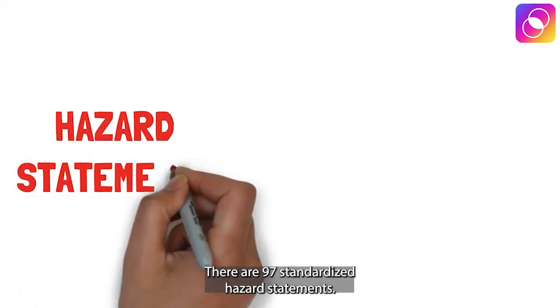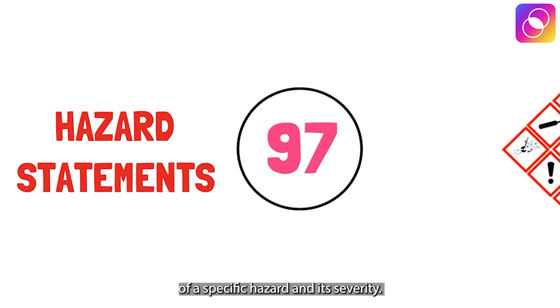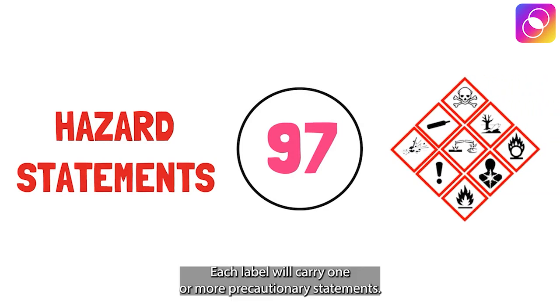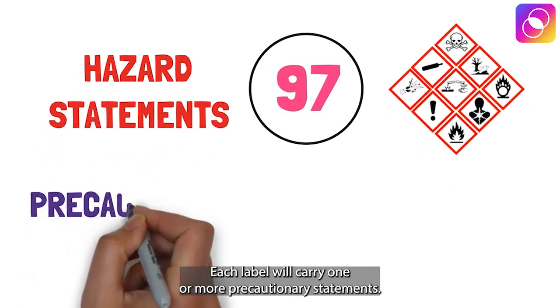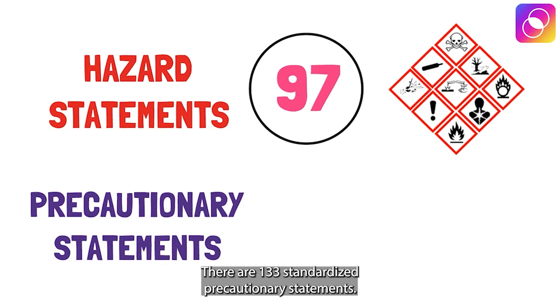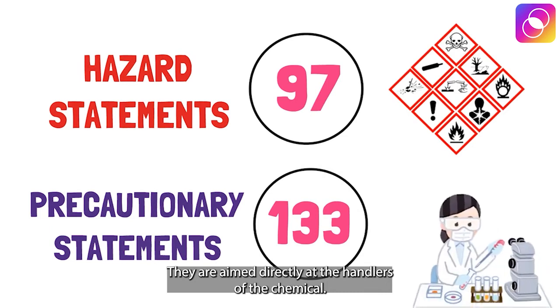There are 97 standardized hazard statements. Each one is a short phrase describing the nature of a specific hazard and its severity. Each label will carry one or more precautionary statements. There are 133 standardized precautionary statements. They are aimed directly at the handlers of the chemicals.